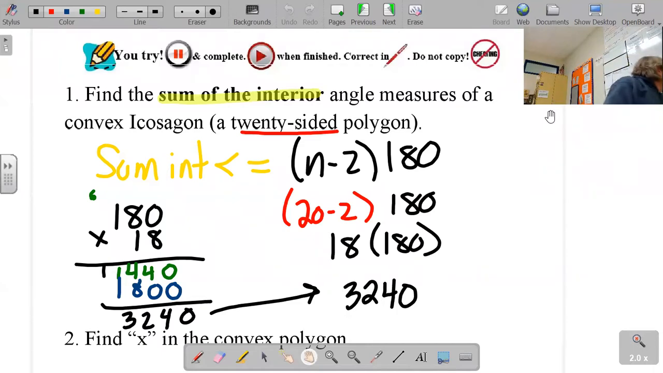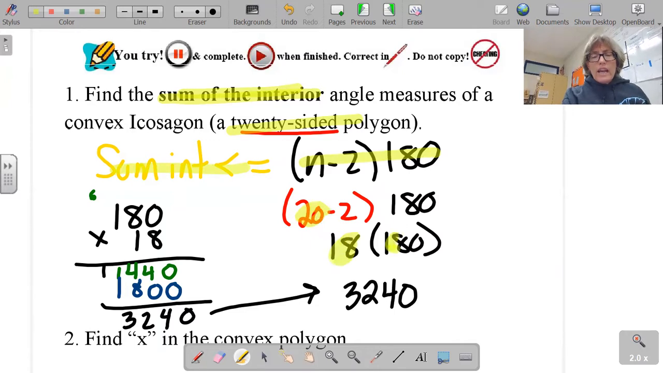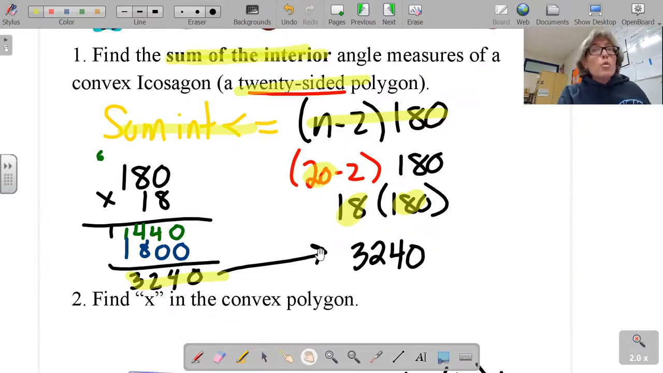Alrighty, friends. You should have a red pen, correcting, and red pen says here, find the sum of the interior angles of what's called an icosagon. That's a 20-sided. So you do sum of interior angles, sides minus 2 times 180. You just pop in 20 there. Get 18 times 180. We did that long here. You should have gotten 3,240. Leave that up there for 10 seconds for you to correct your work. Not copy. Correct. You should have already done your work.